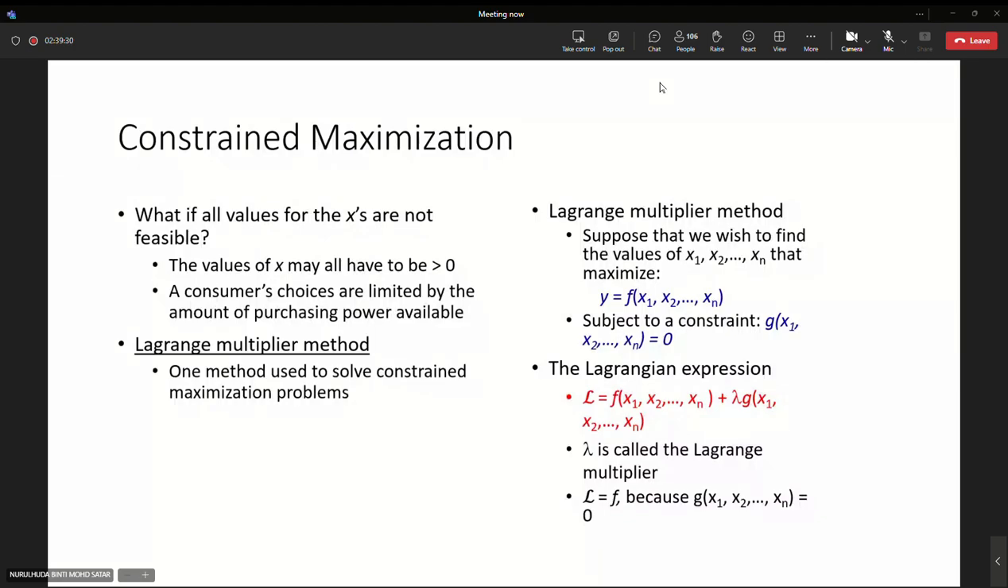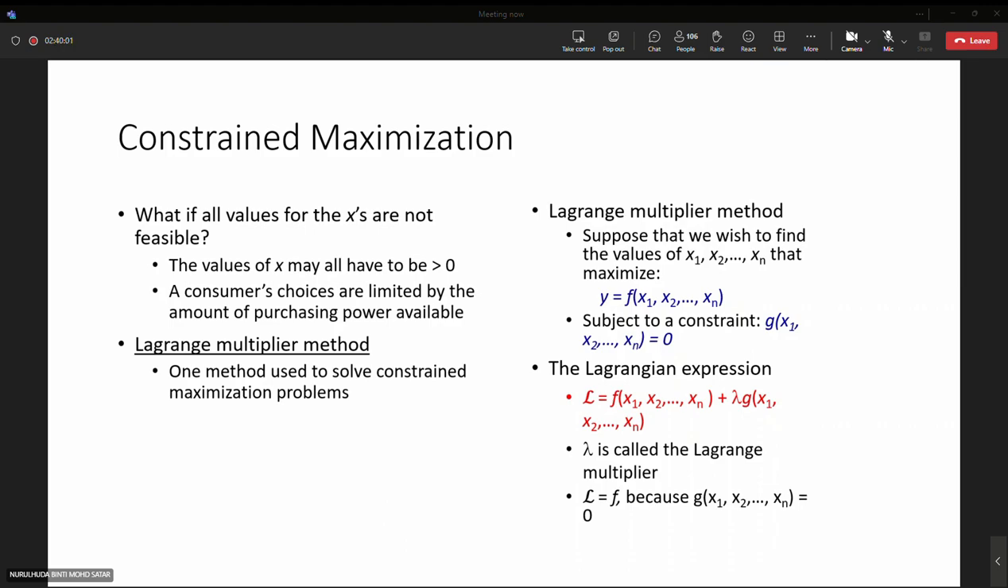The value of x must all be greater than zero, and the consumer's choice is limited by the purchasing power available, which in our case is the budget that they have. So we have the Lagrangian multiplier method, in which we take the constraint into consideration in the optimization problem.